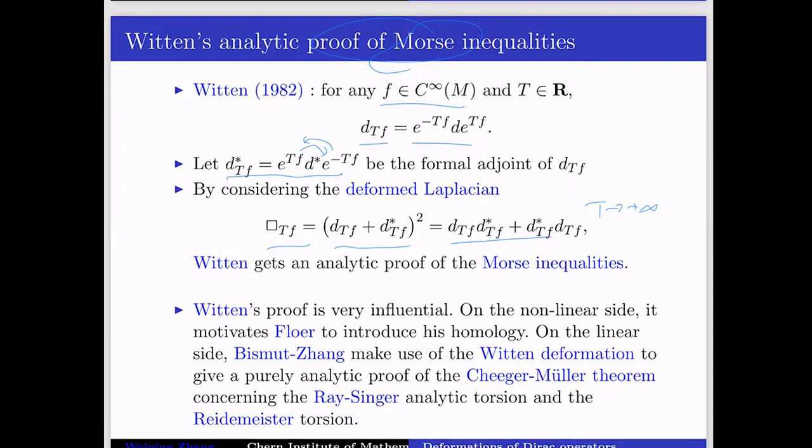And on the nonlinear side, the motive is explored to introduce Floer homology. And on the linear side, Bismut and I used the Witten deformation to give a purely analytic proof of the Cheeger-Müller theorem concerning the equality of the analytic torsion and the Reidemeister torsion. So I'm not going to talk about it.